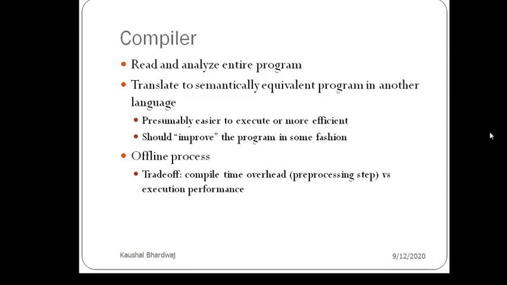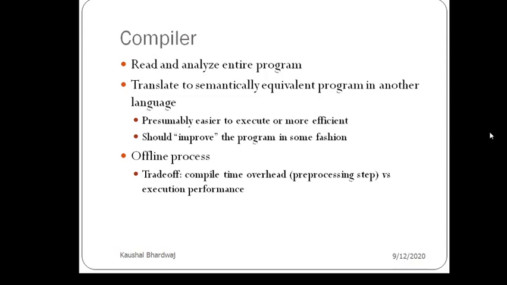Now, what will happen is that it will translate to a semantically equivalent program in another language. It will create a target language for the source language. Now, what we assume is that the compiled programs are easier to execute, or maybe sometimes more efficient. Also, we assume that this will improve the program in some fashion. We will see how the code optimizations are done.